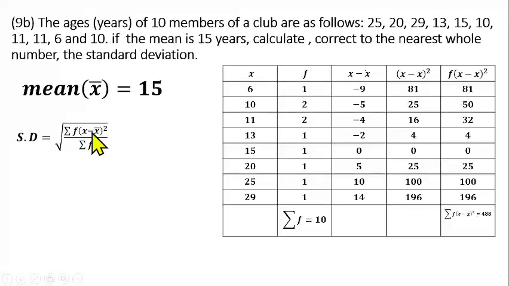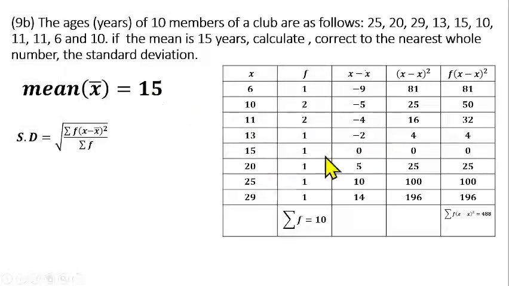You need to find your x minus x bar. We are already given x bar, which is 15. We are given the mean, so this is our x. For the first one we have 6 minus 15, that gives us minus 9. 10 minus 15 gives us minus 5. 11 minus 15, minus 4. 13 minus 15 will give us minus 2.